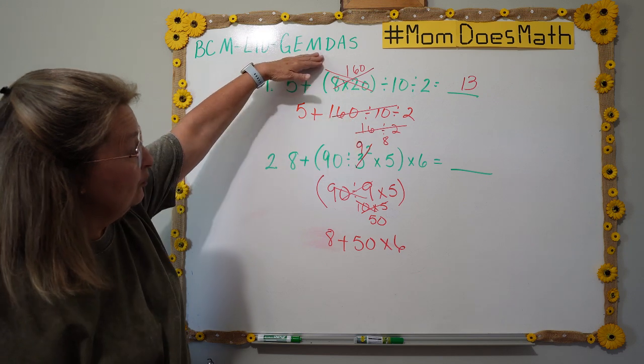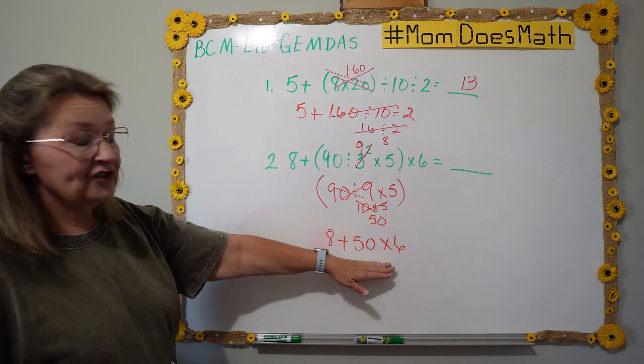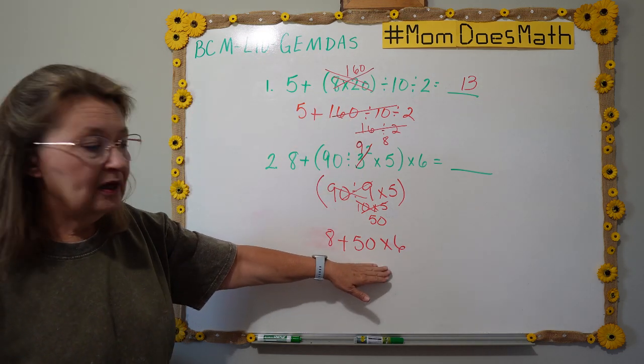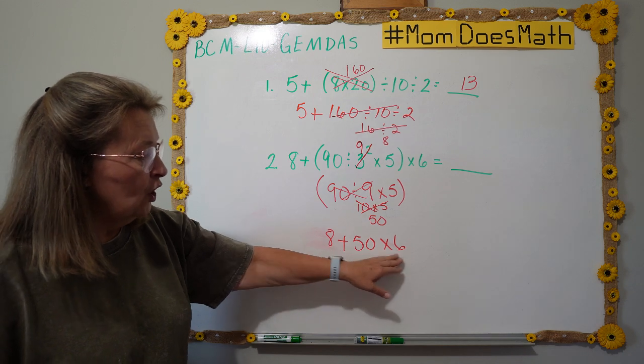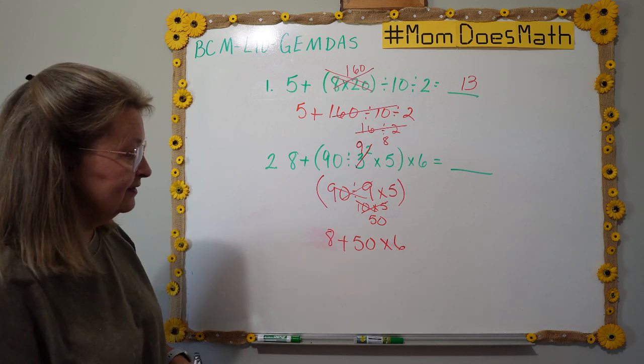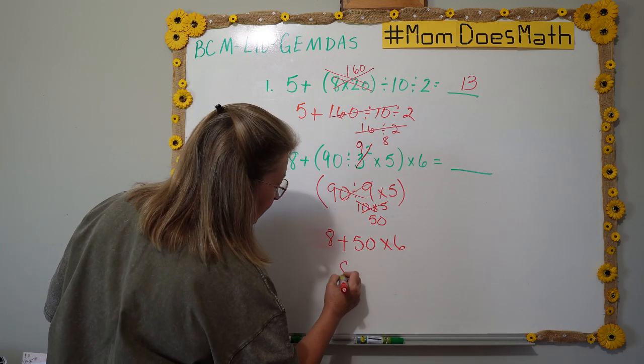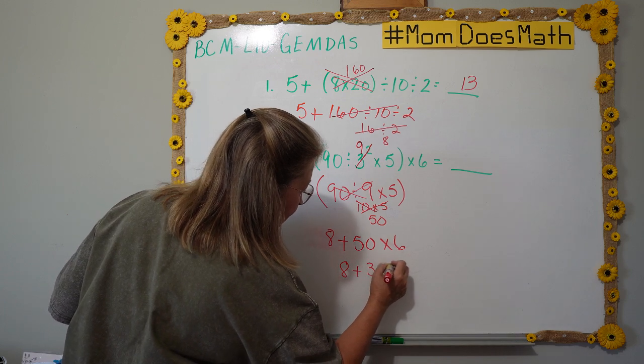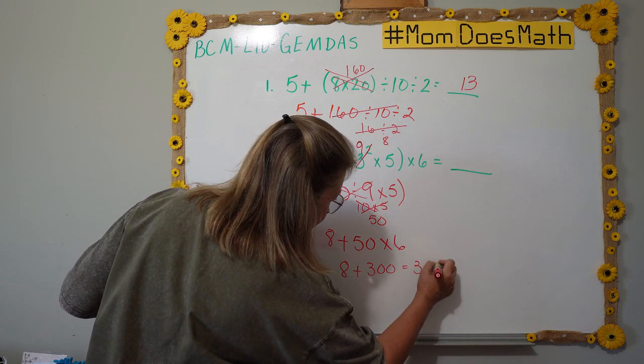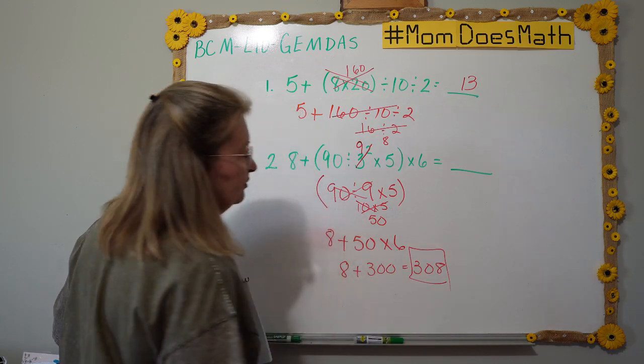All right, so let's look at our problem. Now we're going back, we're still at multiplication division because we still have some multiplication. So we're going to skip over here. What is 50 times 6? Well, that's 300. So you have 8 plus 300, which is 308.